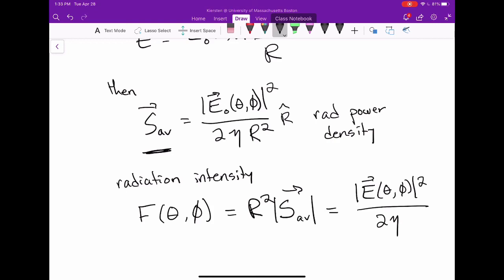And this is the amount of radiation from this antenna per square angle rather than per unit area. So it has only the angular dependence of this thing. And this is most of the time what people are referring to when they're talking about the radiation pattern of an antenna. They're talking about, in some form, this radiation intensity. It's power per unit angle, and it's normalized to remove the r dependence.